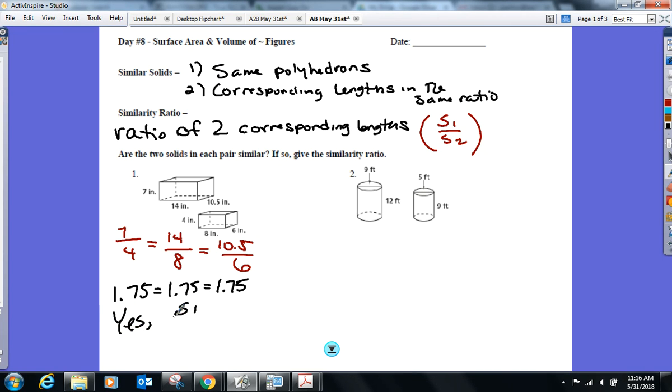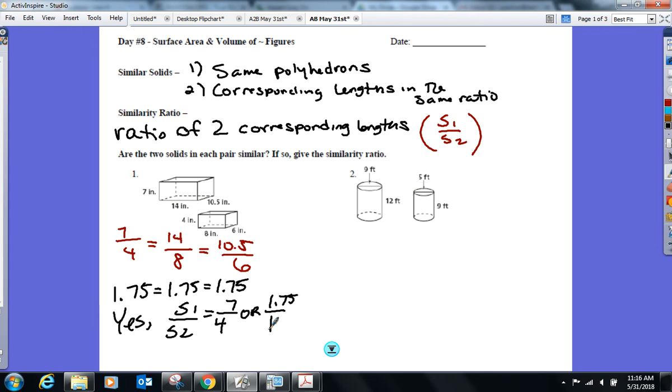What would be your similarity ratio now? You guys could have multiple, infinite answers here. 1.75 to 1. Others? 7 to 4. 14 to 8. 10.5 to 6. Multiple ratios you could have. They're all the same. So you could have 7 over 4. You could have, I'll take Sean's first one, which is 1.75 over 1. Okay, multiple similarity ratios there.